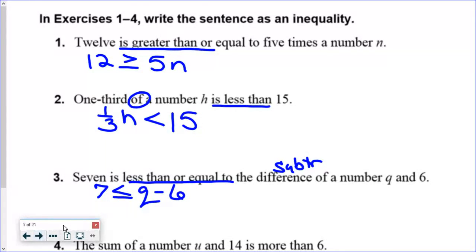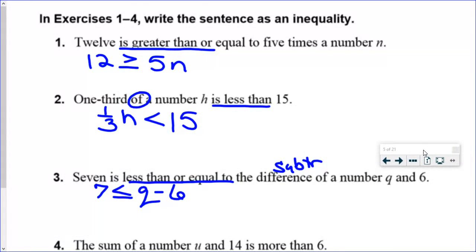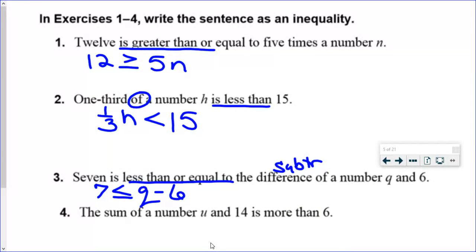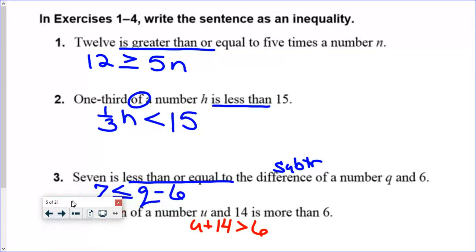Okay, and last but not least, I'm going to move this up. Okay, here we go. The sum of a number, sum means add, so the sum of a number u and 14 is more than is the same as greater than 6. Okay, that's all you would need to do for those. Okay, so far so good. Let me know.